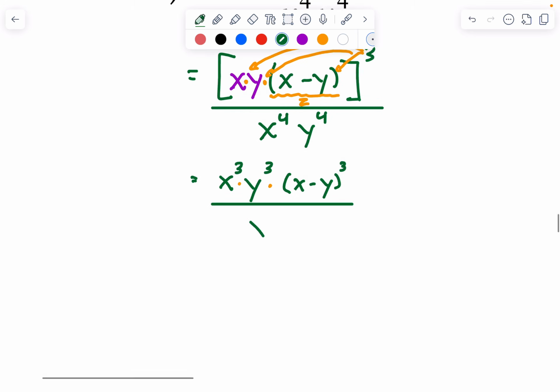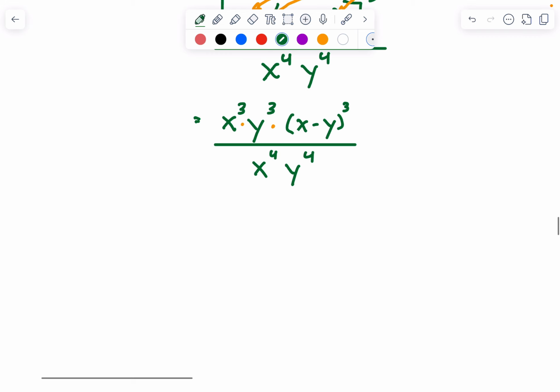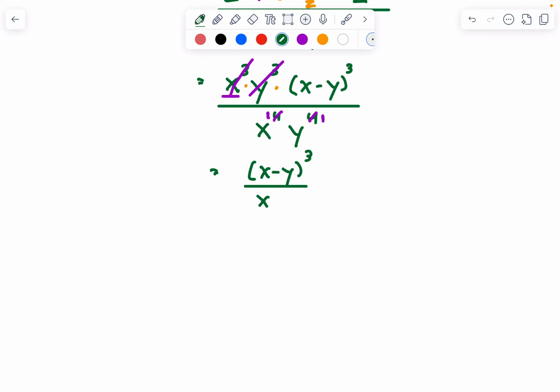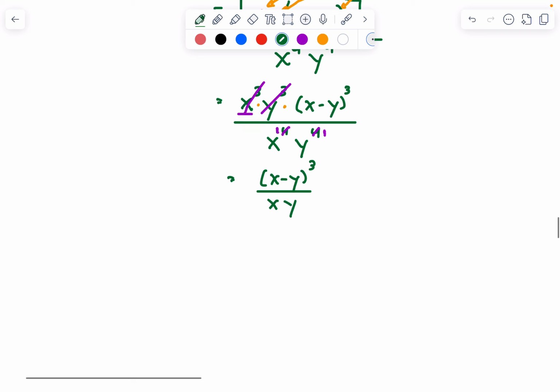And on the bottom, you still have x to the 4, y to the 4. Well, we have 3 x's up top and 4 on the bottom. So again, we're just getting faster with our exponents. So if we end up subtracting the exponents of this common base here and here, what we would find is that these 3 x's go away and you're left with just 1 x on the bottom. These 3 y's up top reduce and you're left with just 1 y on the bottom. So we have x minus y cubed all over x, y. And that's your simplified answer.